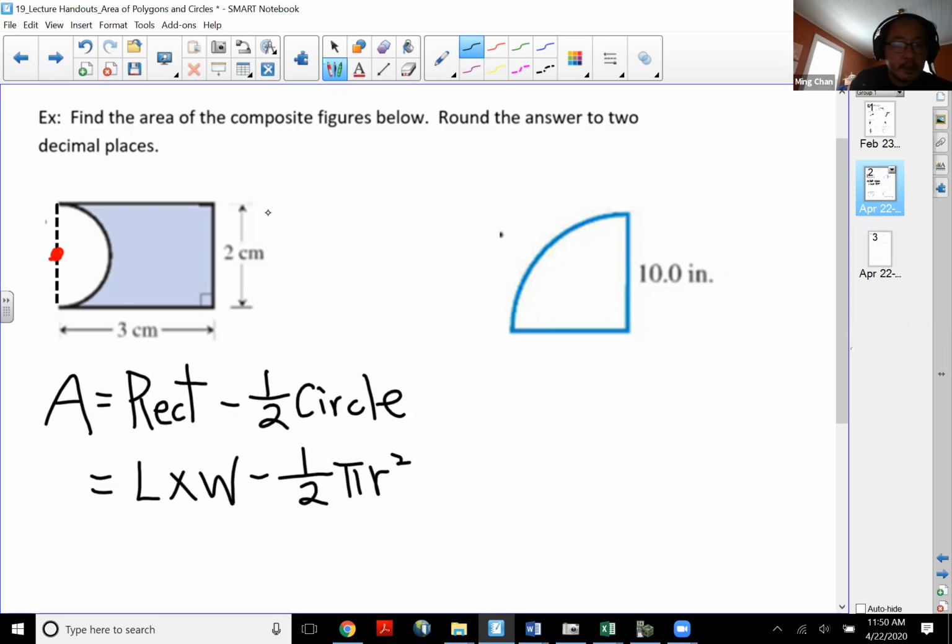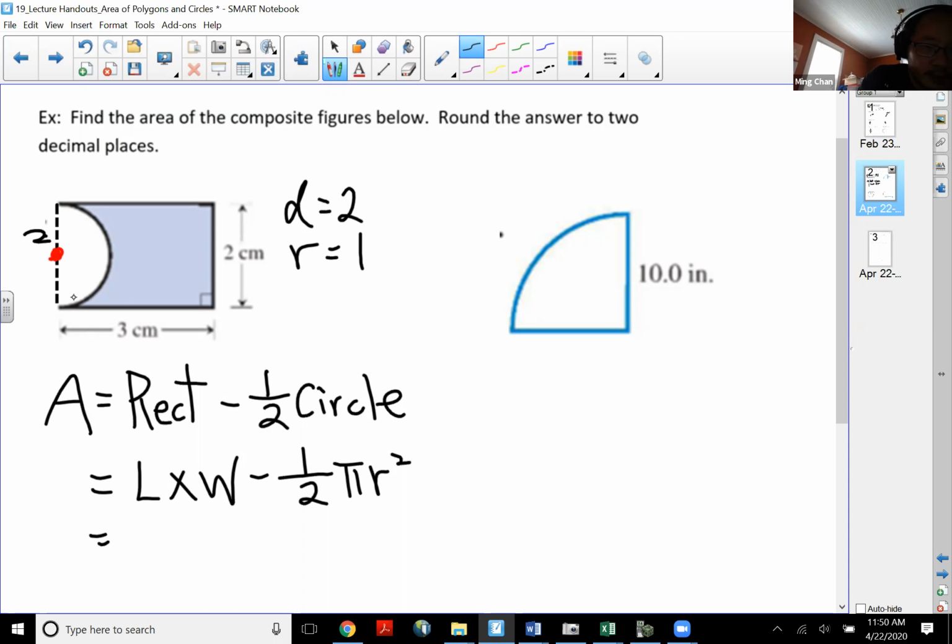So for this rectangle, the width is 2 centimeters. So that means the other side, this is also 2 centimeters. So the 2 centimeters on the circle is actually the diameter, right? One end to the other end in the circle. The area formula requires me to have the radius. So my radius has got to be 1. So what you see is what you do, okay?